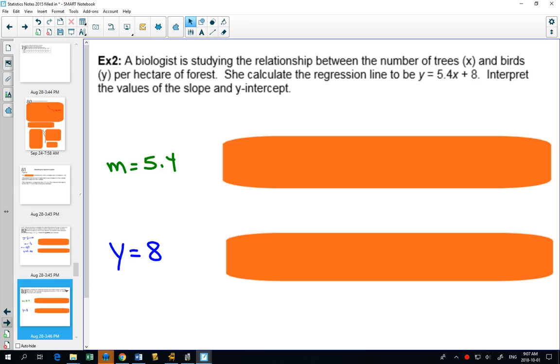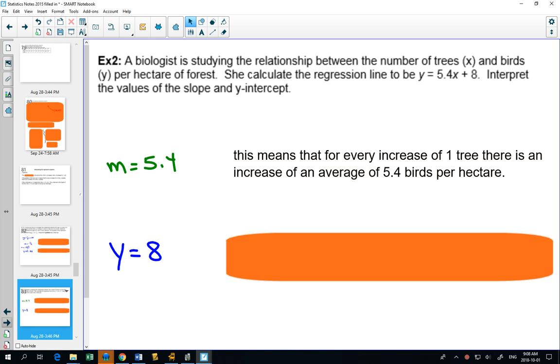So here's another equation to interpret. A biologist is studying the relationship between the number of trees and birds. She calculates a regression line to be 5.4x plus 8. So what does that slope mean in our question? For every increase of 1 tree, there's an increase of 5.4 birds per hectare.